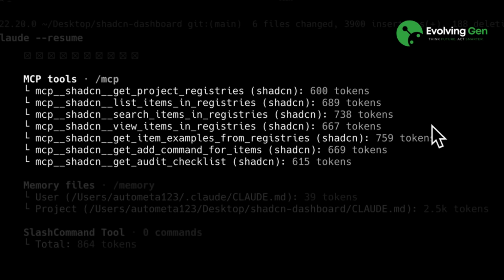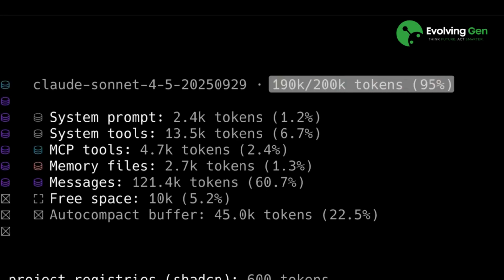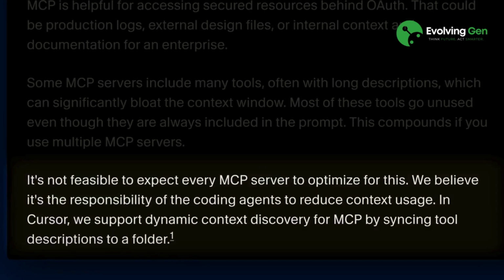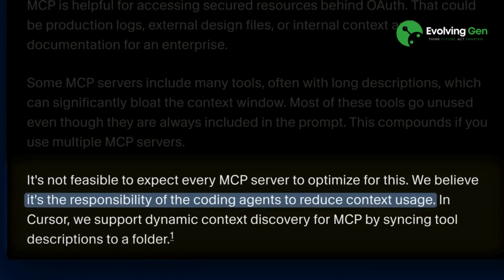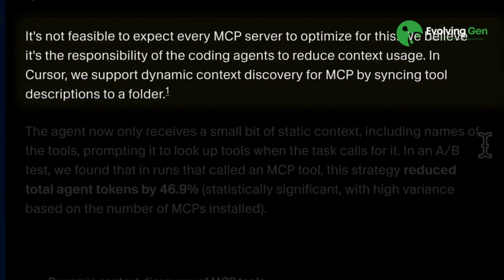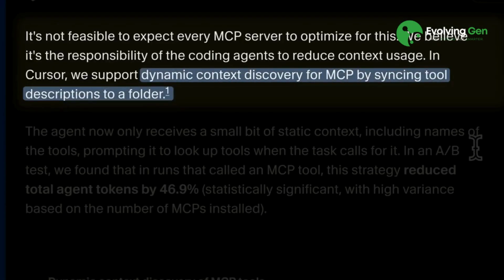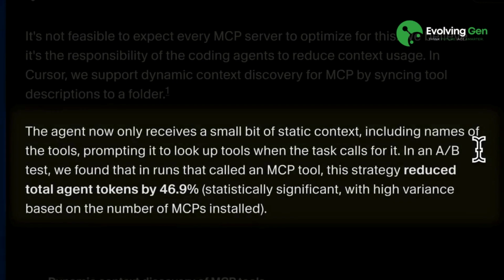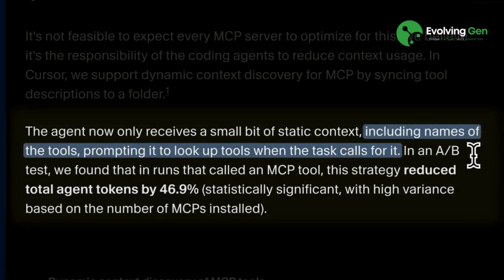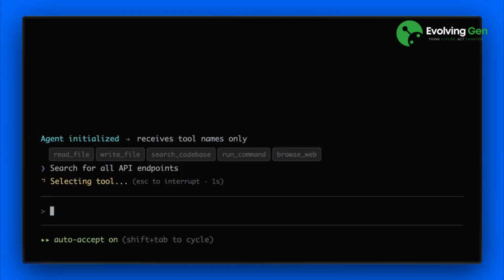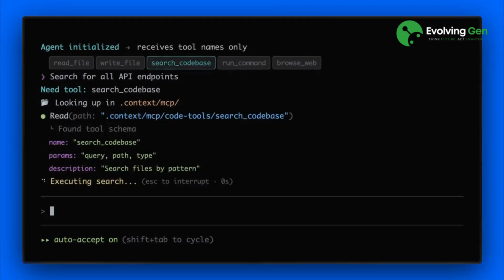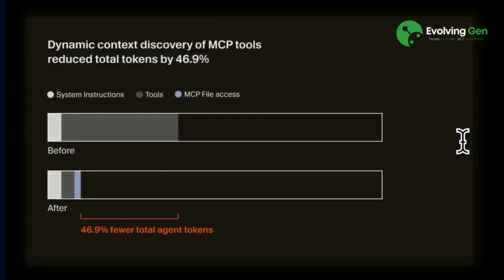MCPs contain a lot of tools all exposed in the context window, bloating the context window unnecessarily. Cursor took it upon themselves and emphasized that it is the responsibility of the coding agents, not the MCP servers, to fix the context bloat. The solution for this was dynamic context discovery by syncing tool descriptions in a folder. Cursor's idea is to have all of the MCPs in separate folders named after each connected MCP, and within each folder, all the tools must be listed. With this, the agent only receives the names of tools, and whenever it needs any tool, it looks it up through the folders. In the testing they did, they discovered that dynamic discovery of MCP tools reduced usage by 46.9%, which makes a huge difference if you are working on a long-running system.